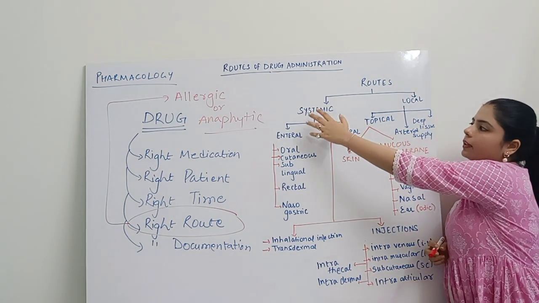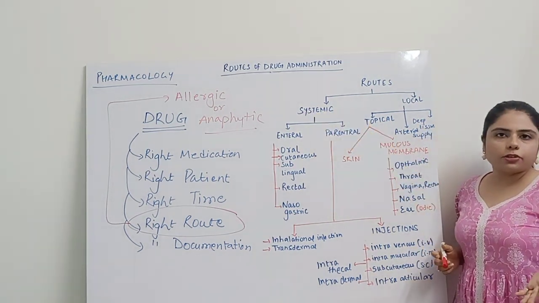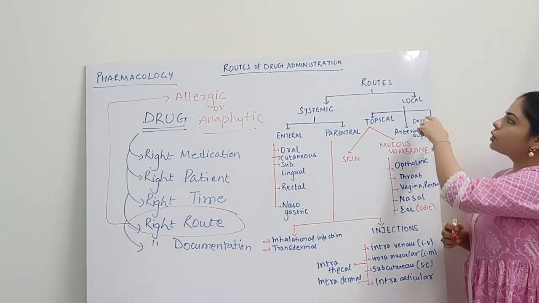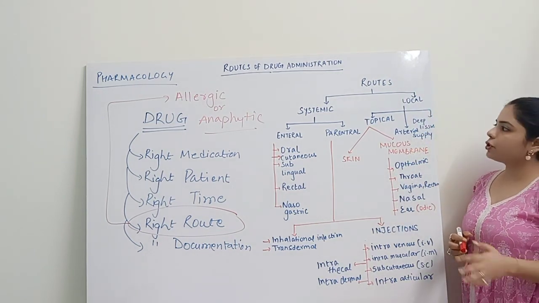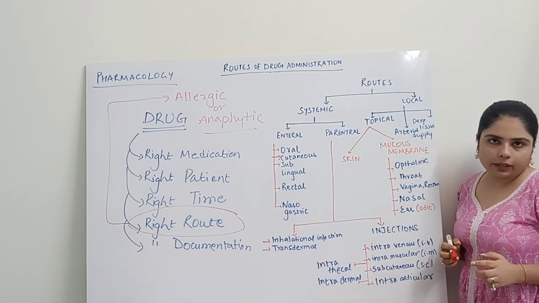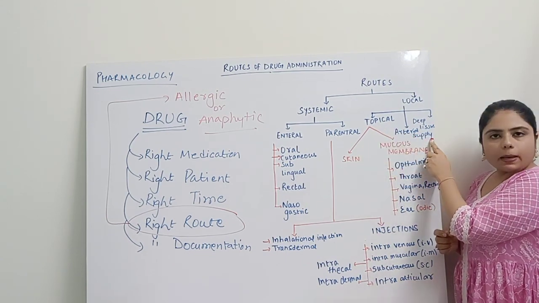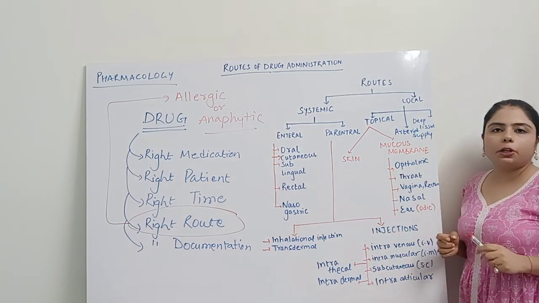That is where we have another category, systemic administration of drugs. But let's go back to local administration. In the case of local drug administration, we have classified it into three different types. First is topical, second is arterial supply, and the third one is deep tissues.